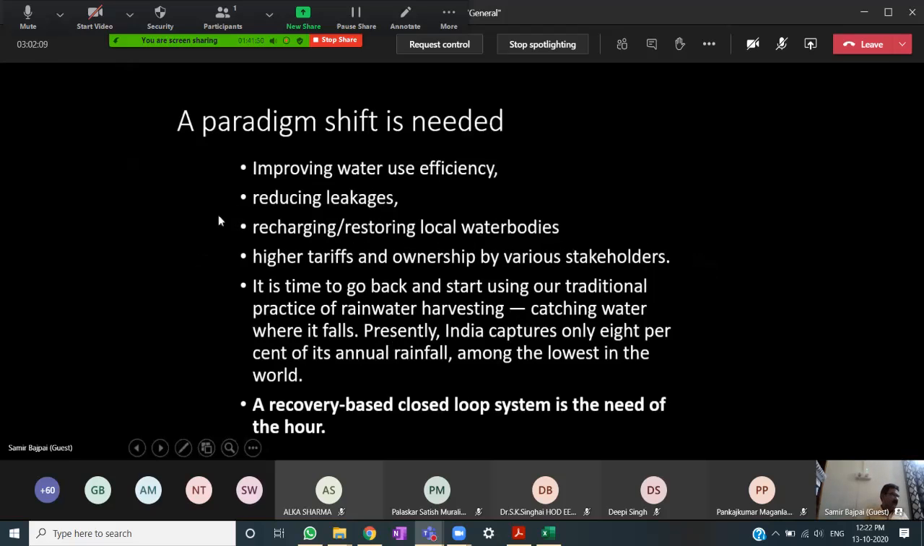A paradigm shift is needed, and if you want safe potable water available at our doorstep, for our kids, for the next generation, then the first thing is we need to improve water use efficiency. We need to reduce leakage. Typical Indian city leakage in water supply lines is 30% to 40%. And this is all treated water in which you have made huge investment. A lot of theft is there, a lot of leakage is there.